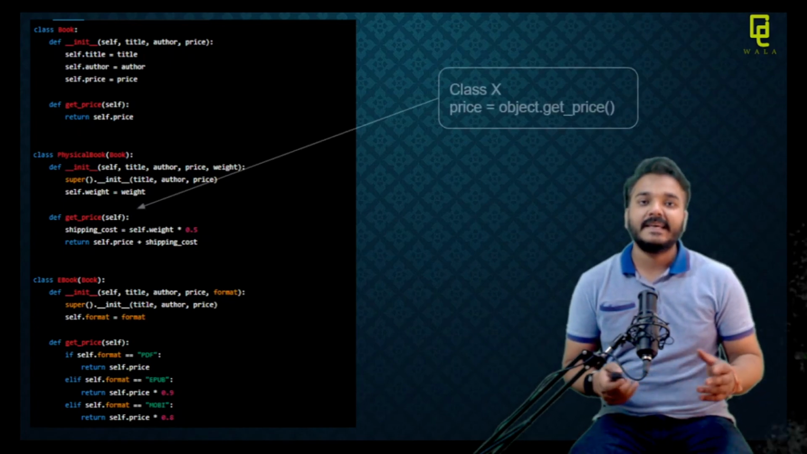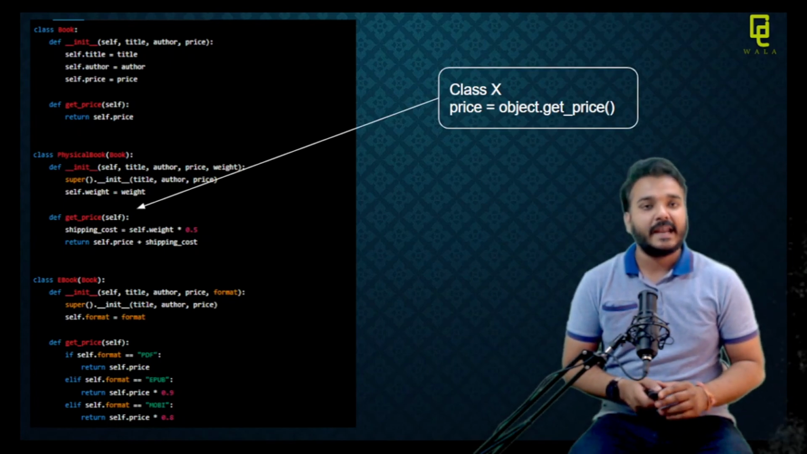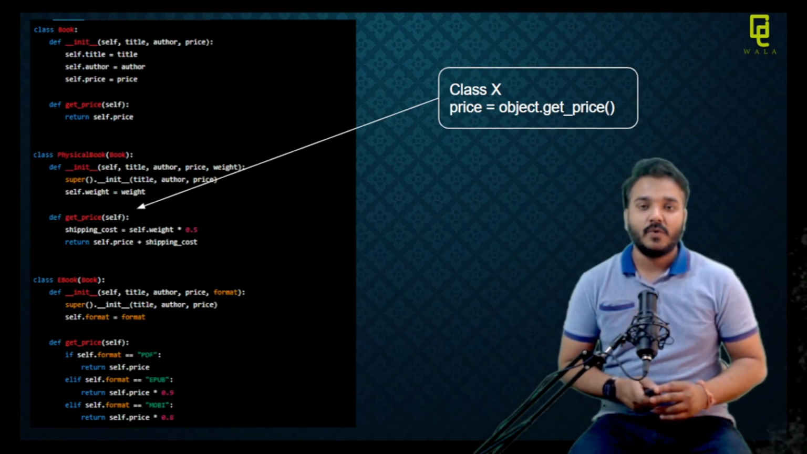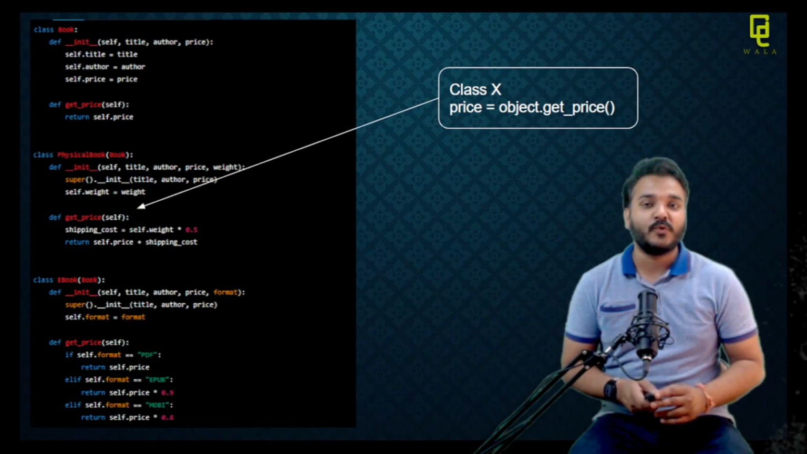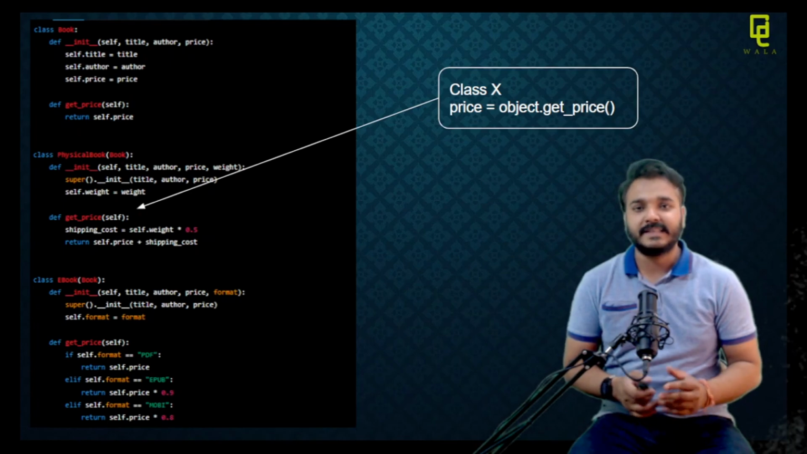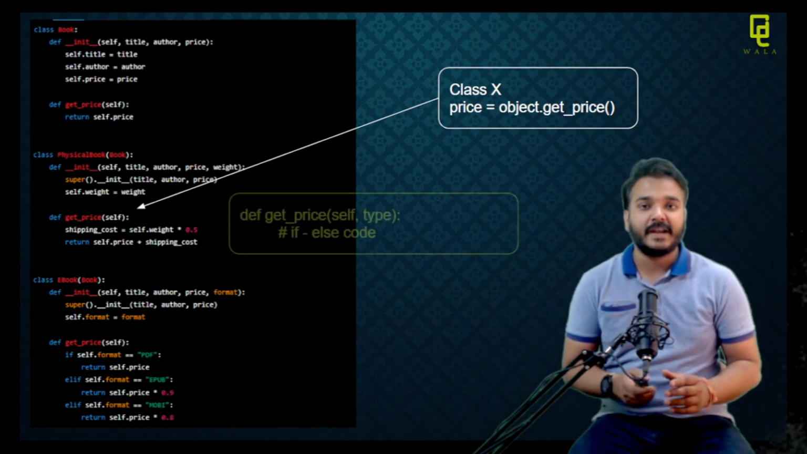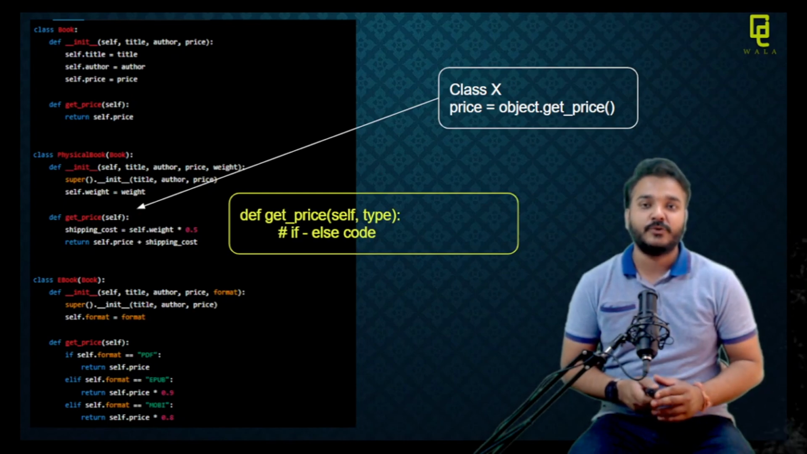Let's see how the Open Closed Principle can be followed here without touching any working code, and how we can extend the code further. Let's say there is a class X that wants to fetch the price of a physical book. It directly fetches the method getPrice from the PhysicalBook class. Now if we want to support audiobook within PhysicalBook, how are we going to do that? Let's think about that.